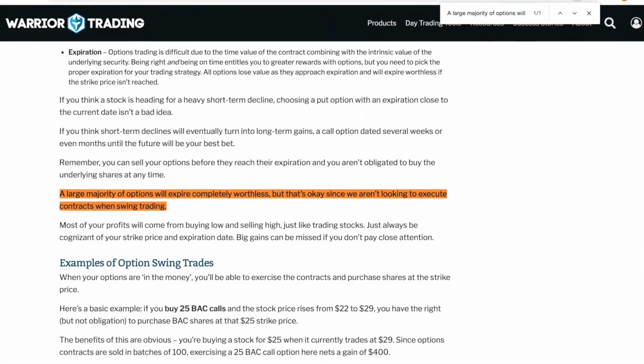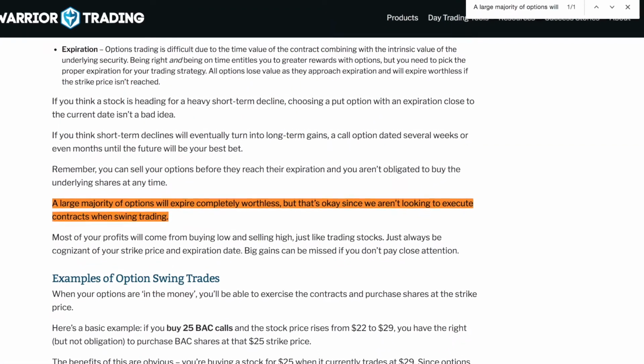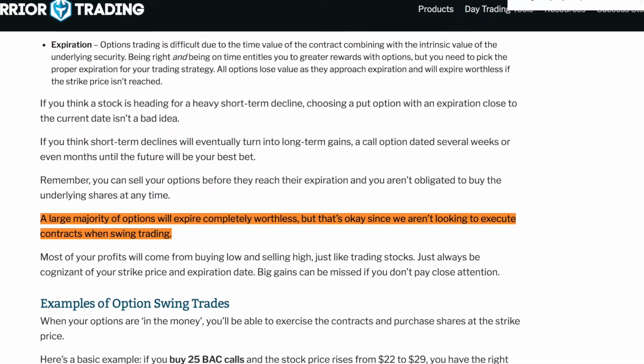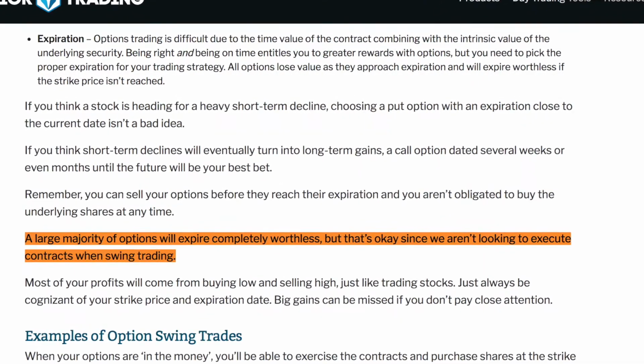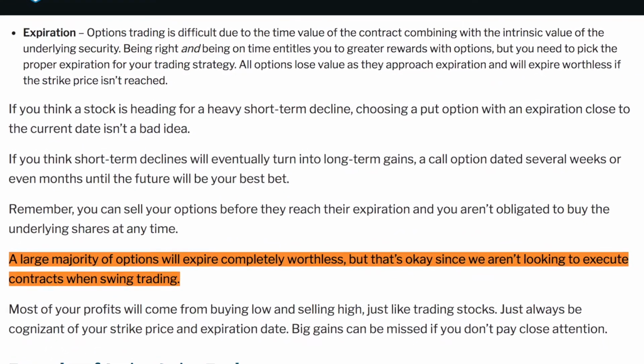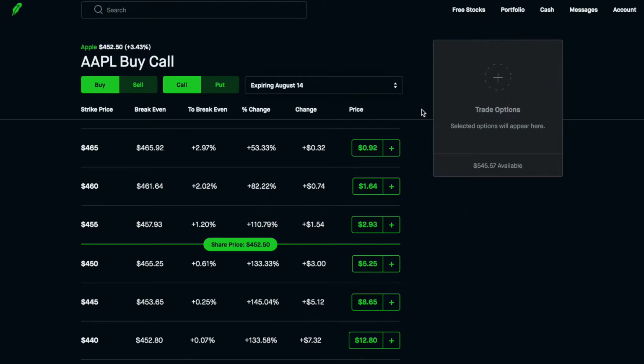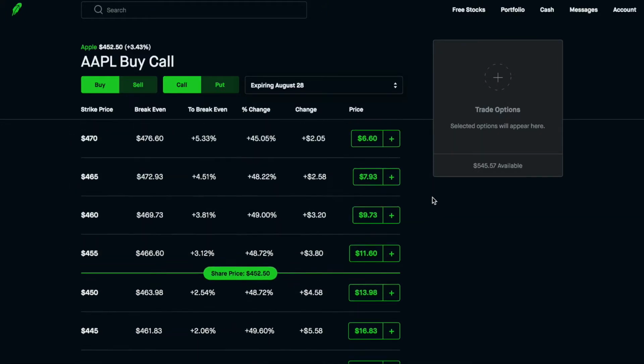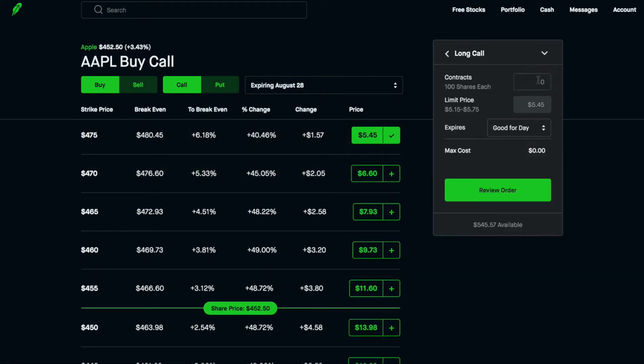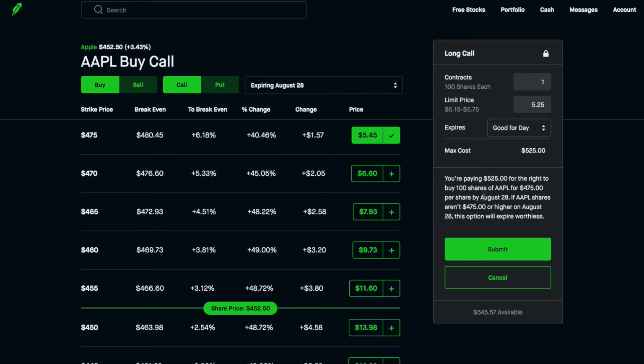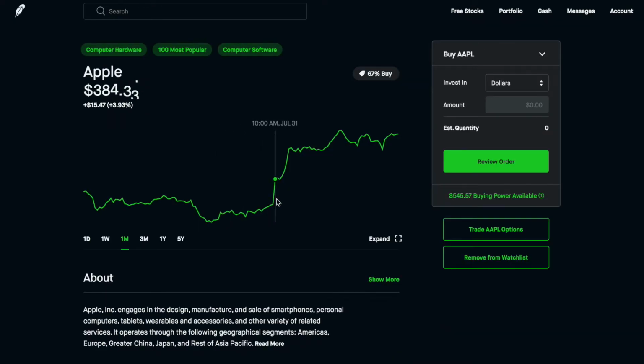A large percentage of options will expire completely worthless. However, this is okay, since we aren't looking to execute our options contracts when swing trading. After you select your strike price and expiry, you will determine the number of contracts you would like to trade and the price you'd like to pay for the option. Then, simply submit your order. If the option order is filled, now you will wait a few days to a few weeks and hope that your stock performs in favor of your position.